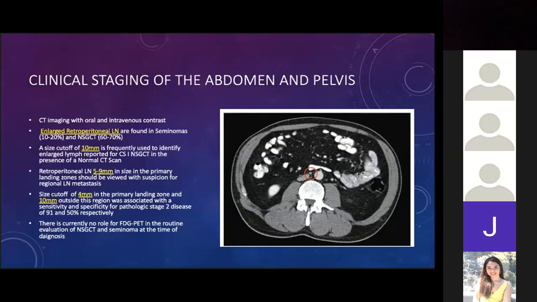And retroperitoneal lymph nodes of 5 to 9 millimeters in size in the primary landing zones should be viewed with suspicion for regional lymph node metastasis. A size cutoff of 4 millimeters in the primary landing zone and 10 millimeters outside this region was associated with a sensitivity and specificity for pathologic stage 2 disease of 91 and 50% respectively. And currently, there is no role for FDG PET in the routine evaluation of non-seminoma germ cell tumor and seminoma at the time of diagnosis.